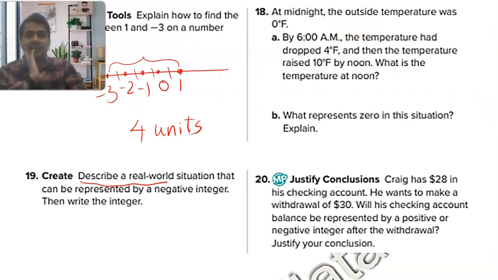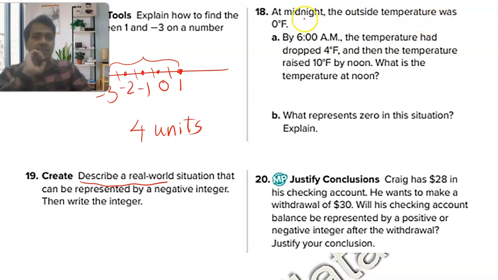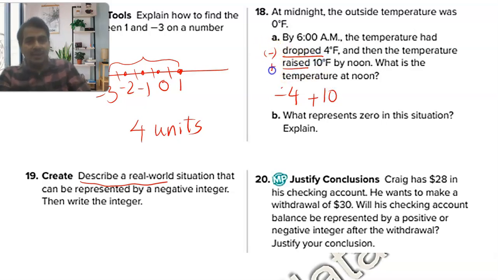At midnight, the outside temperature was 0 °F. By 6 a.m. the temperature had dropped, that is, negative. Then the temperature has raised by 10 degrees. What is the temperature at the noon? So first it has become -4, and then it has raised by 10. So drop, that is minus, raised means plus, and so finally you have to do 10 minus 4, which is 6 °F.